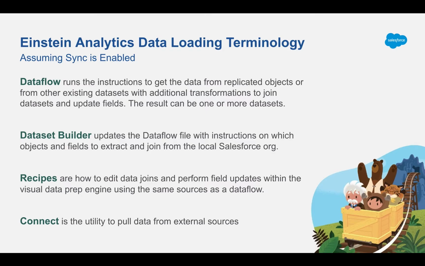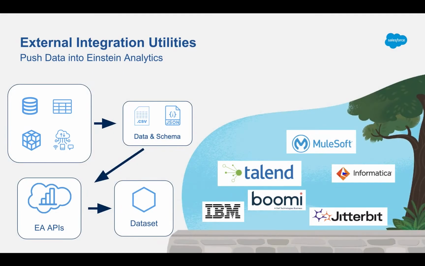And if you'd like to acquire external data, you may use our connect utility to accomplish that. It is also easy to push data into Einstein Analytics. You simply prepare it in our correct format and push it in through our Einstein Analytics APIs, and then you'll be able to create a data set. Or you may use utilities from existing integrations that are out there available today.